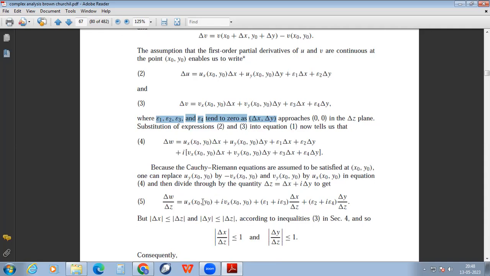There you got delta z. I think we took a lot of effort to get delta z there.